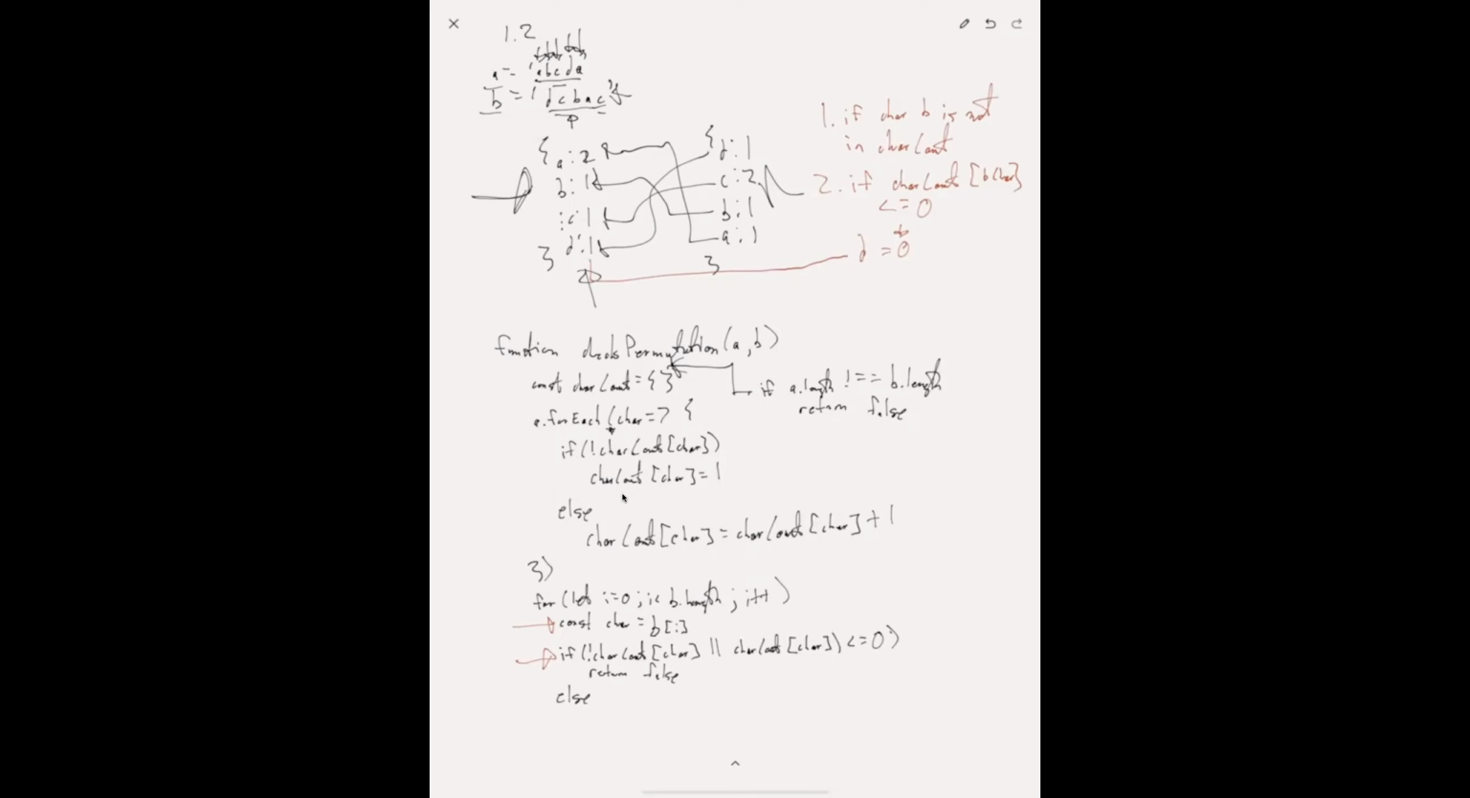Otherwise, that means the character count is in there and the character count is greater than zero for this character. So we're good to go. We just want to decrement now. So character count at char equals, and this is where we get that annoying thing again, char count character minus one. So that's how we decrement. If we make it all the way through this for loop, we can return true.